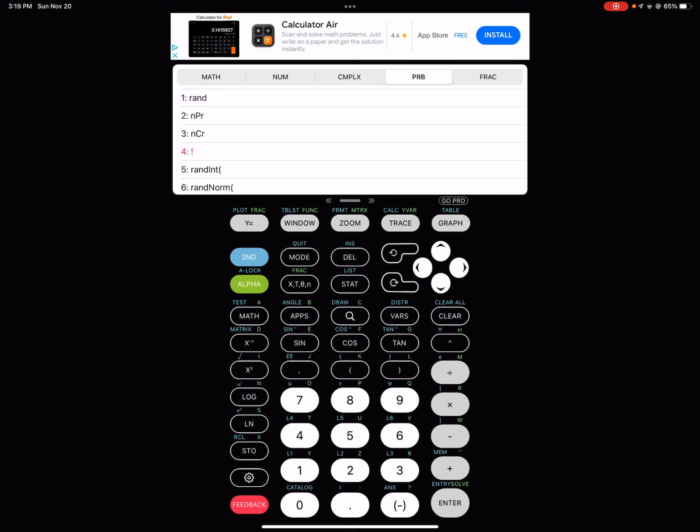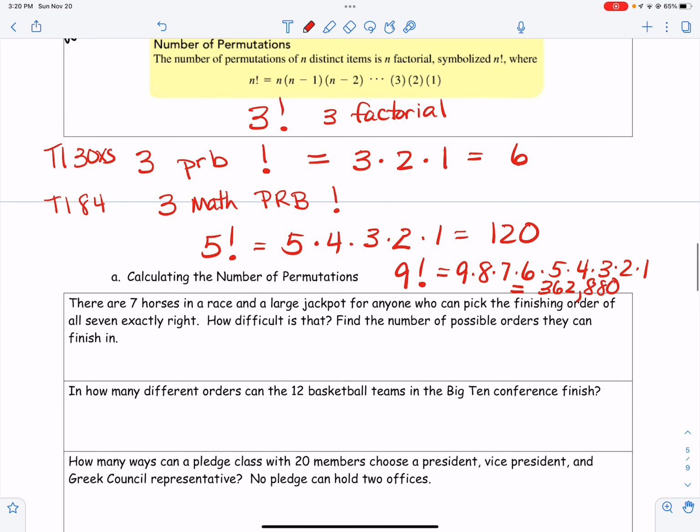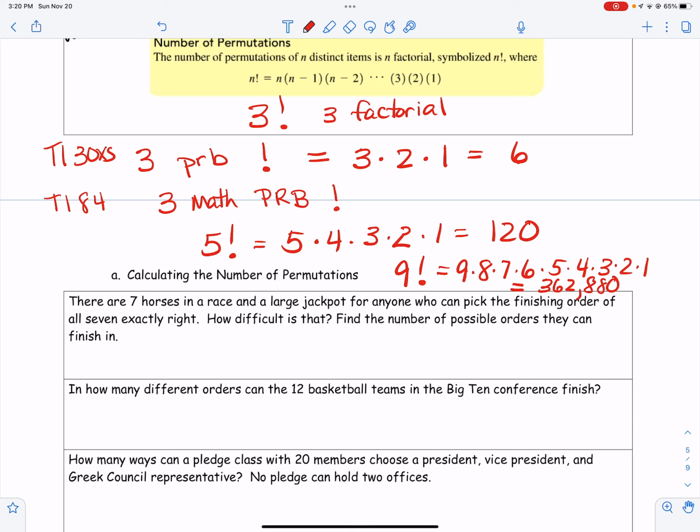So we're going to practice doing a couple of these. If we do 5 factorial, by definition, what that means is 5 times 4 times 3 times 2 times 1, which gives you 120, okay? If we did 9 factorial, that means 9 times 8 times 7, 6, 5, 4, 3, 2, 1, and that's a lot to enter in for 362,880. So get comfortable with that exclamation point, okay?